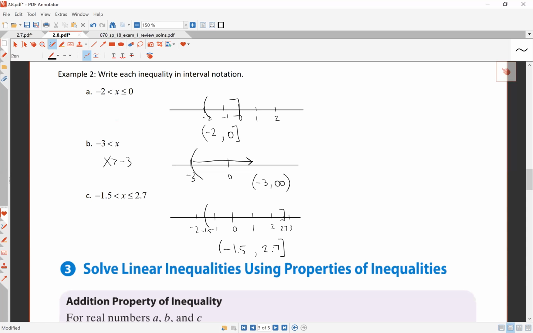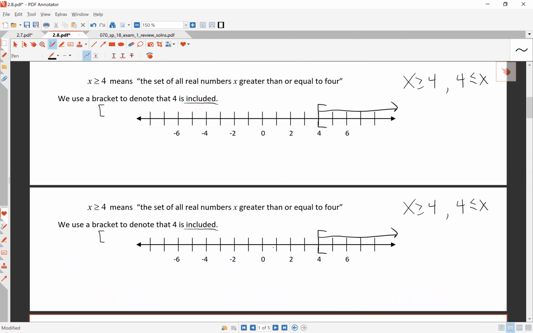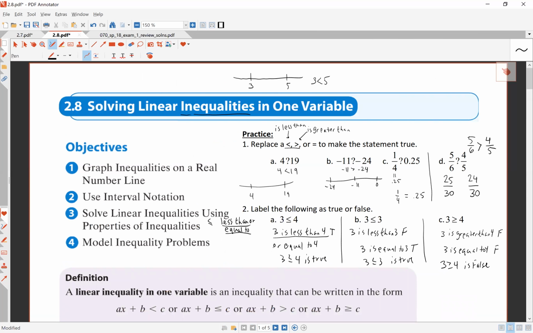So that is one more way to express the solution set to an inequality, in interval notation. This concludes the video for 2.8, solving linear inequalities in one variable. Objective 2, use interval notation.